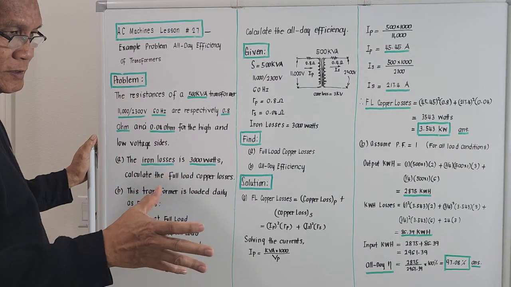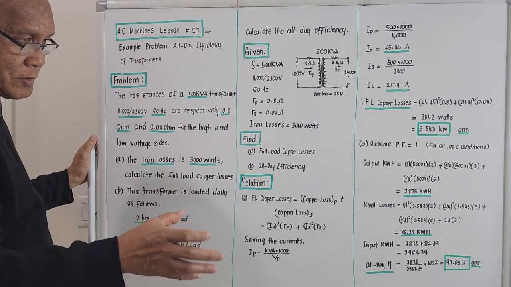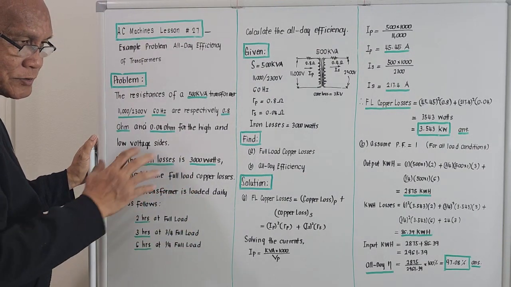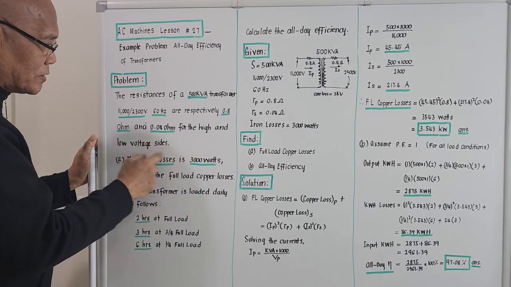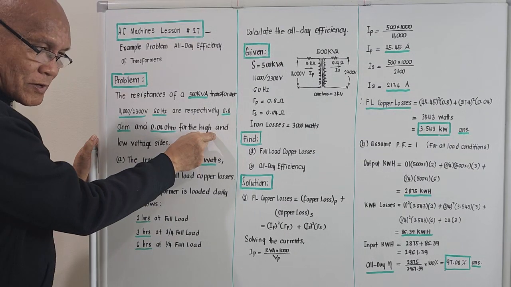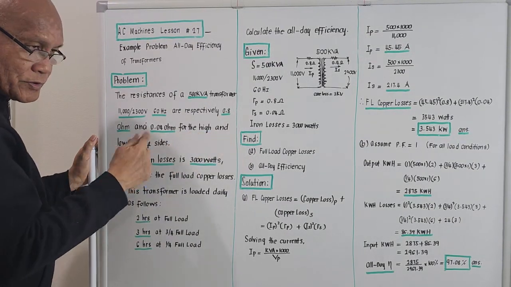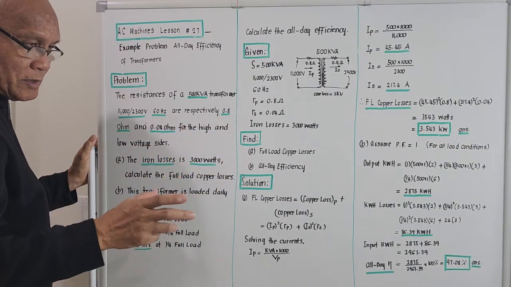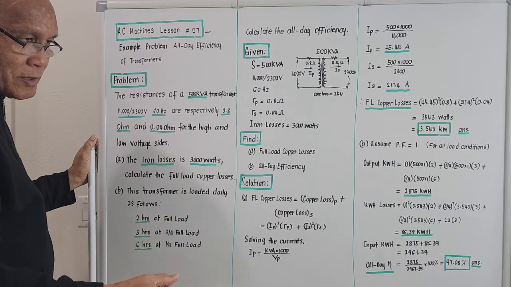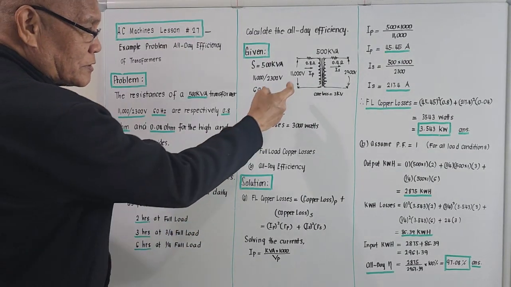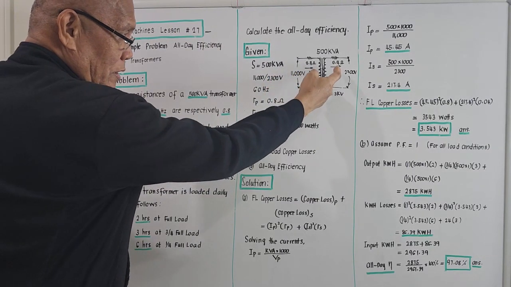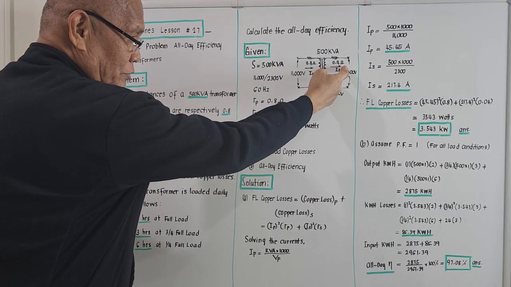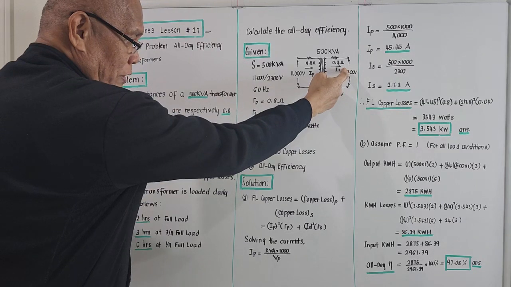What is given is the resistances for both the primary side and secondary side. That's why it says here high and low voltage side. High refers to primary, low refers to the secondary, meaning the resistance of the windings on the primary side is 0.8 ohms, and on the secondary side it is 0.04 ohms.